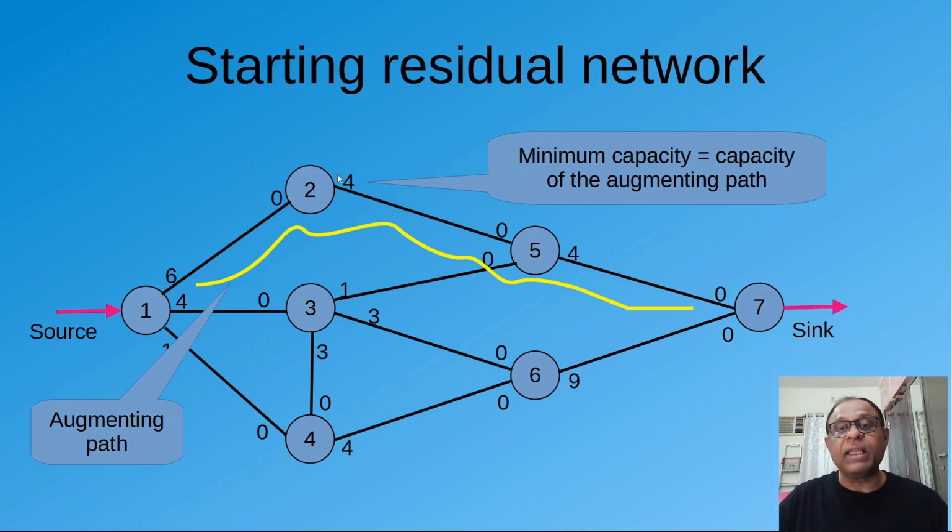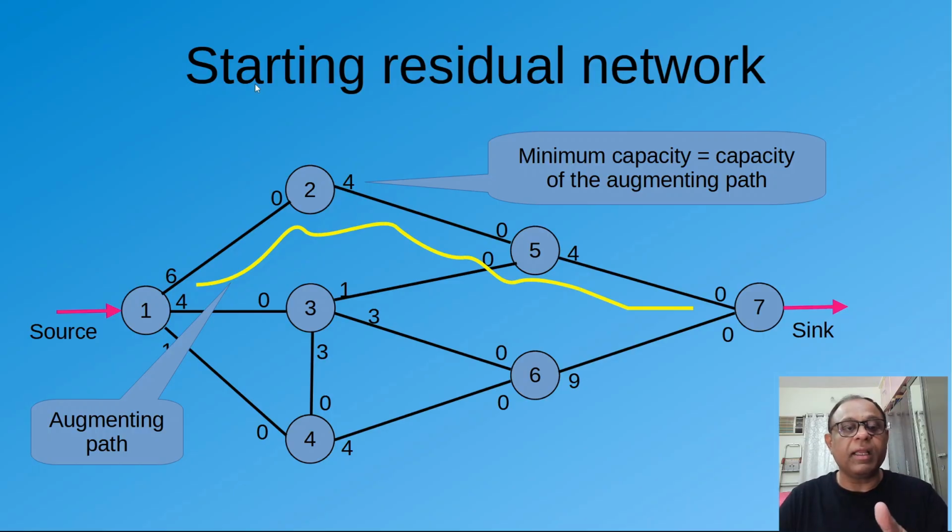And what is the capacity of this augmenting path? The capacity of this augmenting path is the minimum capacity of the arcs, or the collection of arcs, in the augmenting path. The arcs that you have here are 1, 2, 2, 5 and 5, 7. Now what is the minimum value of the residual here? It's 4. It's 4 here too, but if you have a tie, you take the minimal. You take any one of them. So it's 4 here. This is the capacity of the augmenting path.